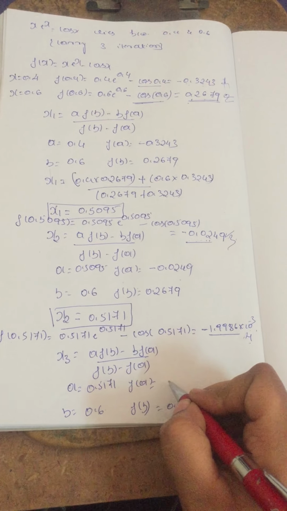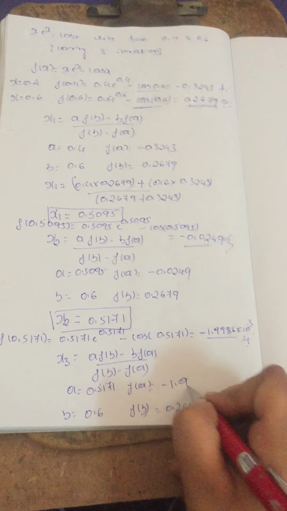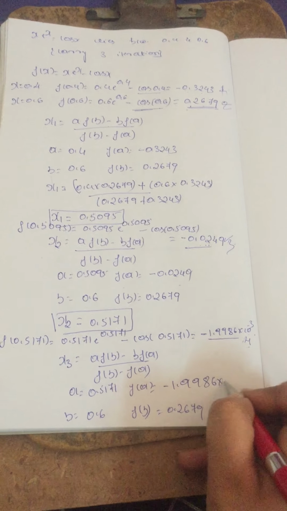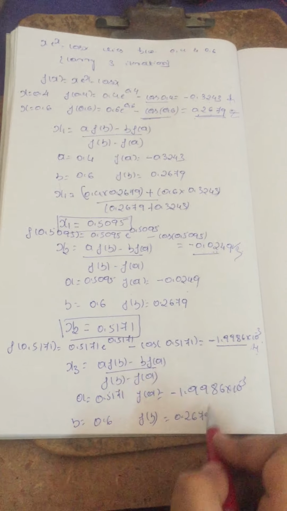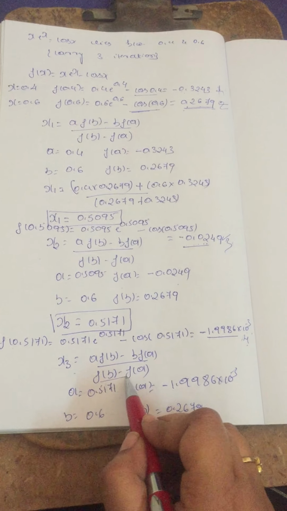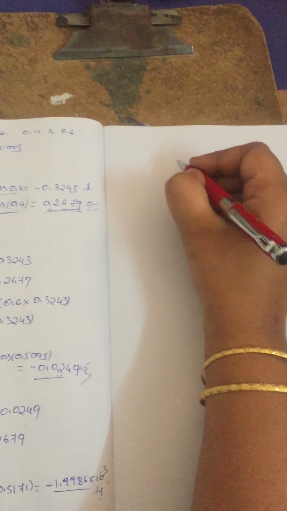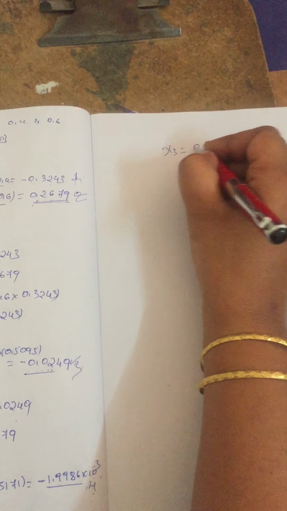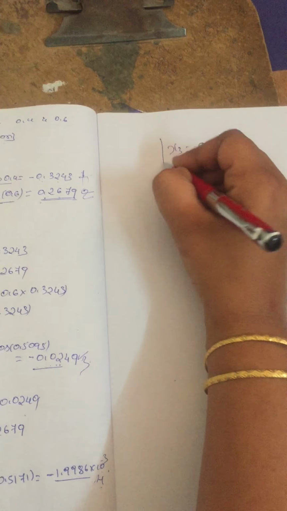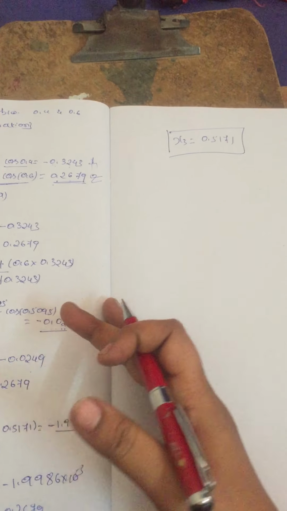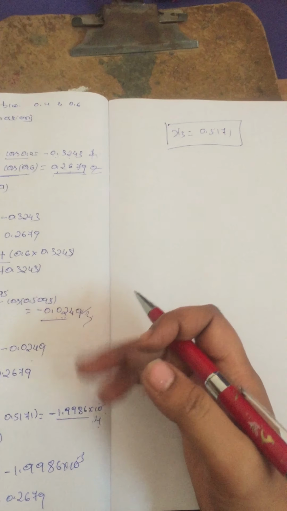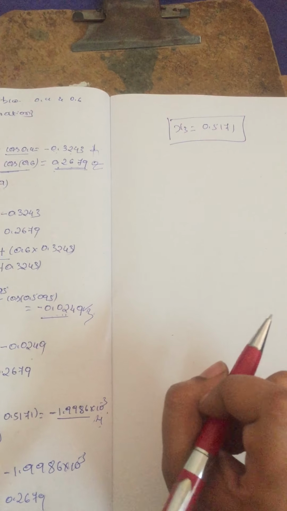0.5171 is considered as the a value. f of a value minus 1.9986 into 10 raised to minus 3. Now substitute all the values in this equation, simplify. Here we get the x3 value 0.5171. So like that we have to find the root of the given equation by using the regula falsi method.